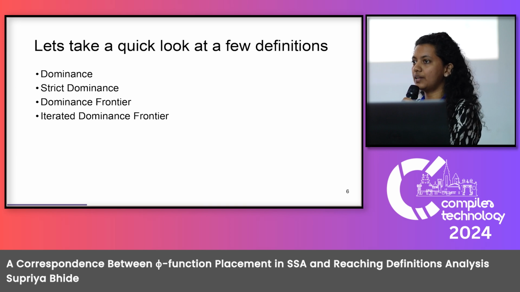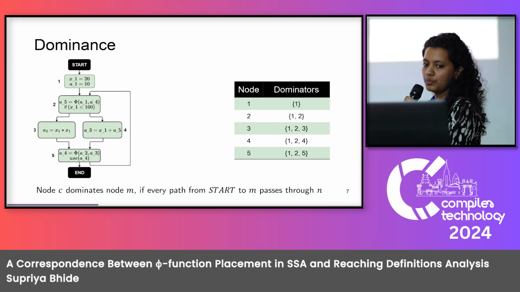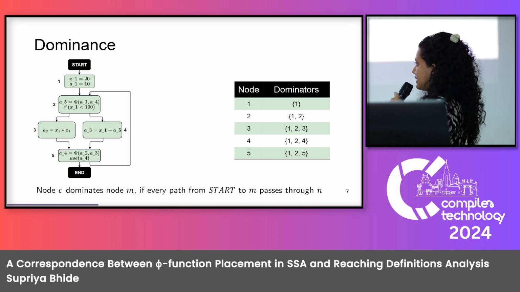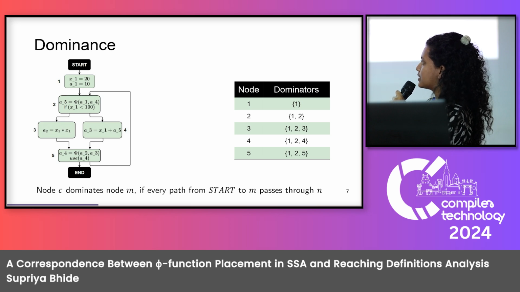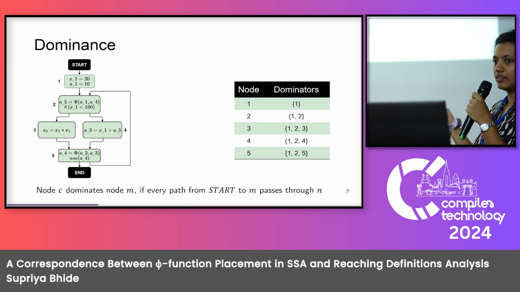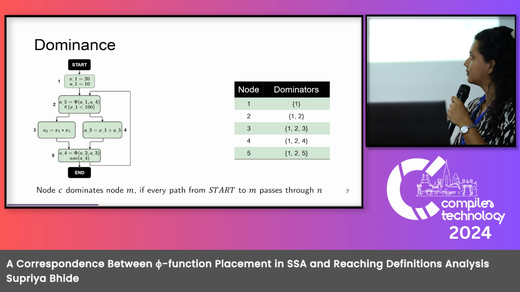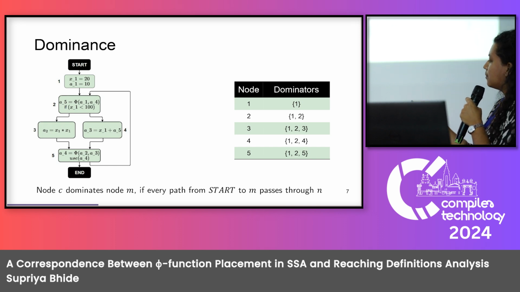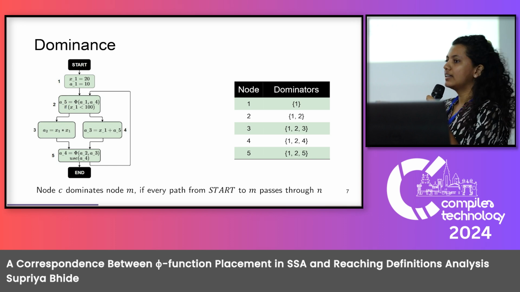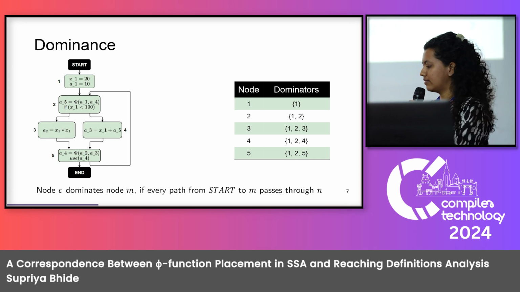So let's take a quick look at a few definitions. This is what dominance is. I'll just name the nodes. It says that node 2 dominates node 3 if every path from start to node 3 passes through node 2. However, node 3 would not dominate node 5 because not every path from start to node 5 passes through node 3. And the dominators have been given here. The speciality of dominance is that a node can also dominate itself.